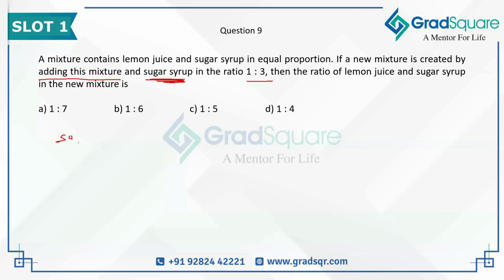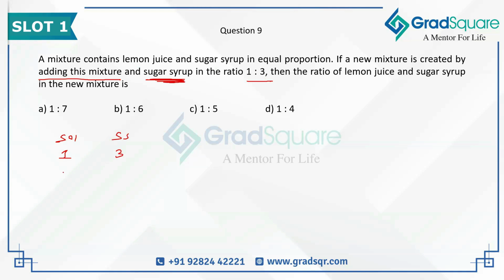So you have a solution over here and you have a sugar syrup over here that you are adding in the ratio of 1:3. One part of the previous solution, which was of lime juice and sugar, you are taking over here, and over here you are taking 3 parts of sugar syrup. The original mixture had lemon juice and sugar syrup in the ratio of 1:1, which was 50%.